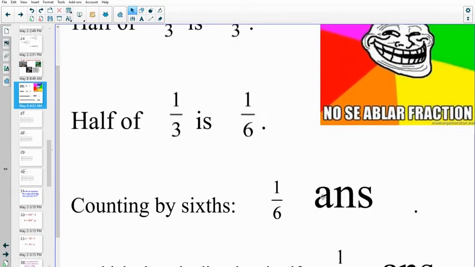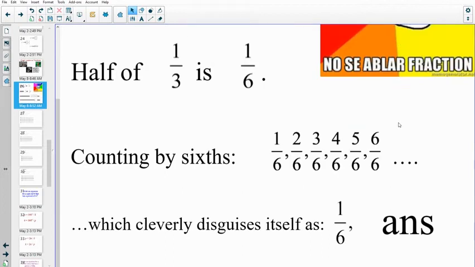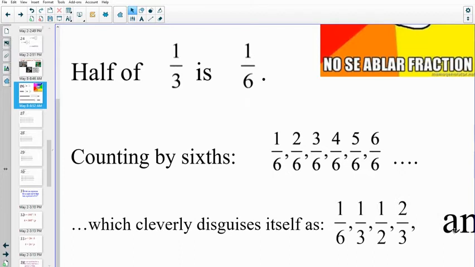Counting by 6, we'd have 1/6, and then 2/6, 3/6, 4/6, 5/6, 6/6, et cetera. And these fractions we'd be counting, but then of course we can simplify. 2/6 is the same as 1/3. 3/6 is the same as 1/2. 4/6 is the same as 2/3.